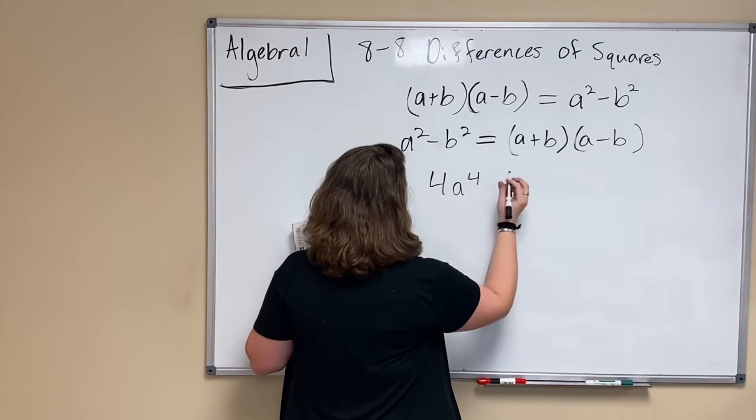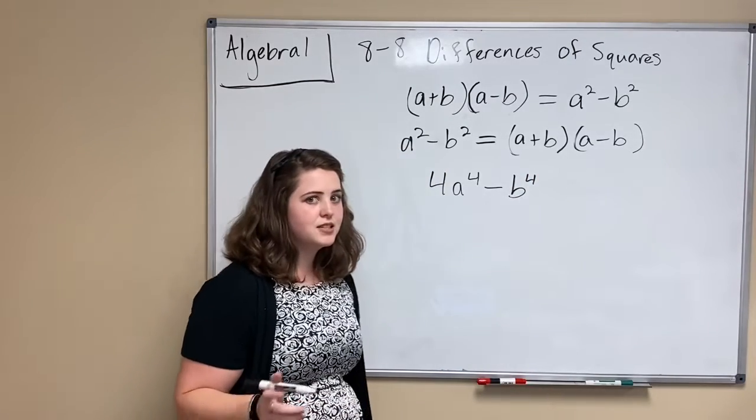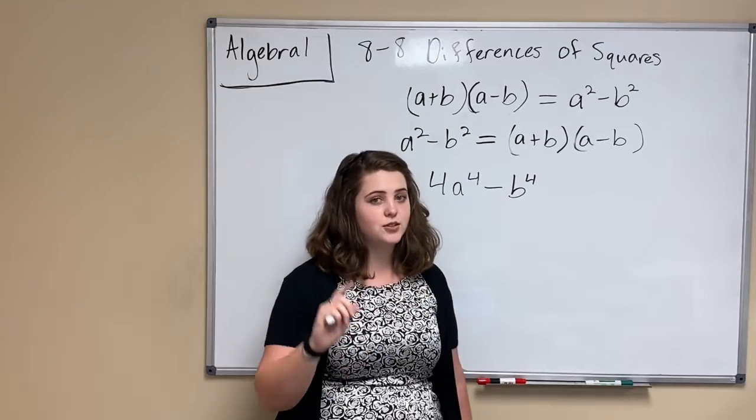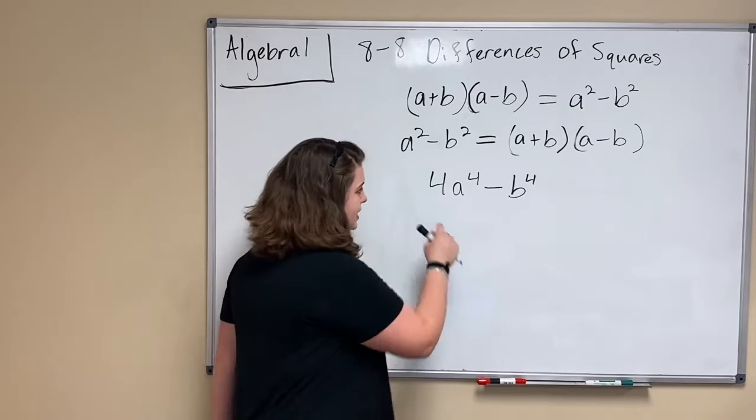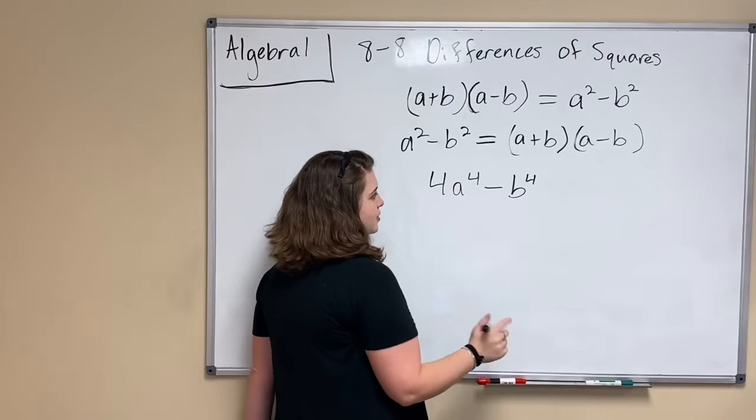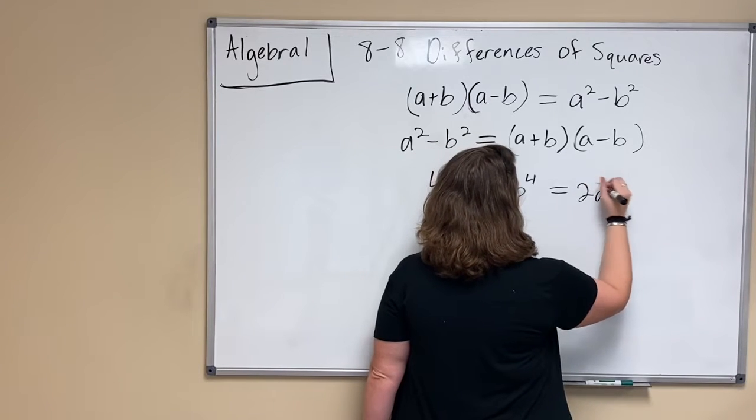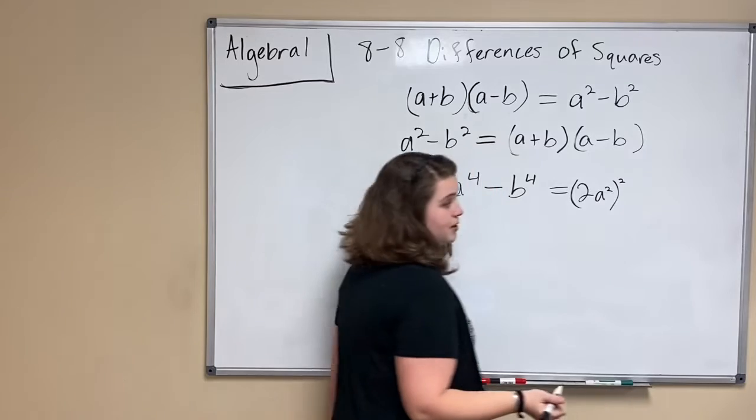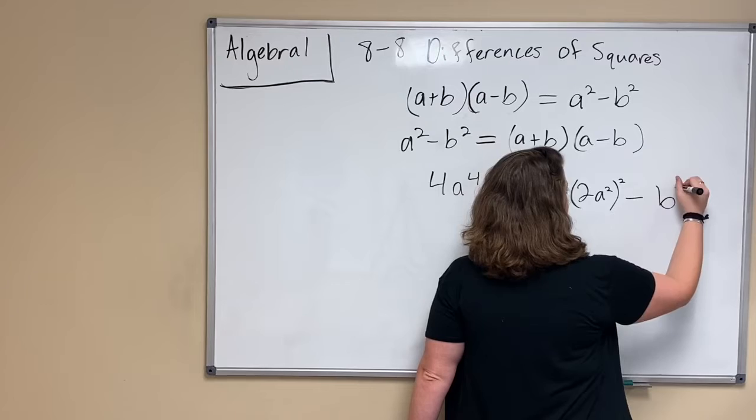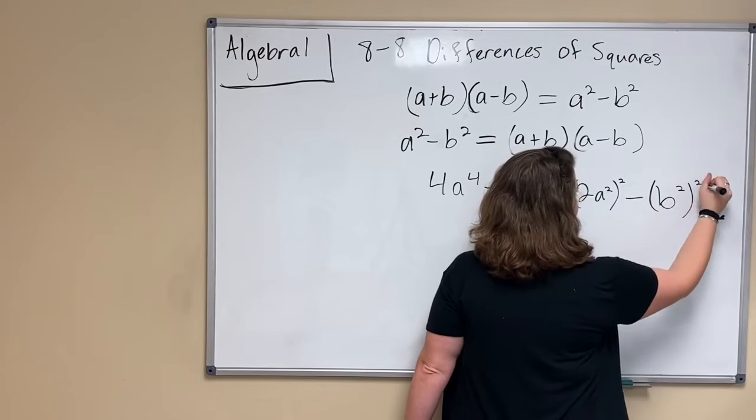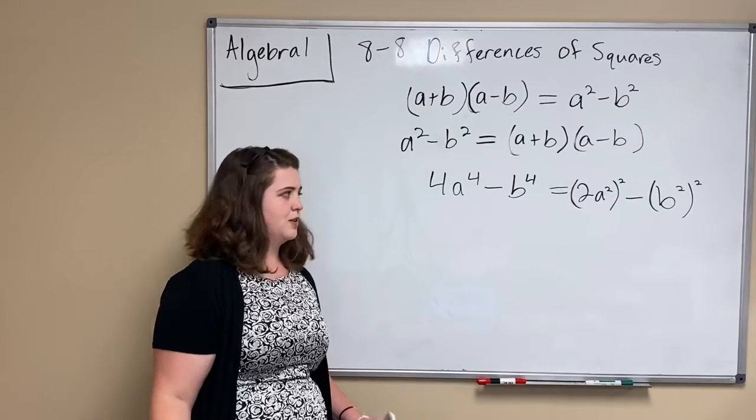4a to the fourth minus b to the fourth. Now you'll notice that this is something raised to the fourth, not just raised to the second power. But these are still perfect squares, because if I take the square root of 4 times a to the fourth, I'm actually going to get 2 times a squared, right? And if I take the square root of b to the fourth, I'm going to get b squared. So these still are perfect squares, they just seem a little bit more complicated.